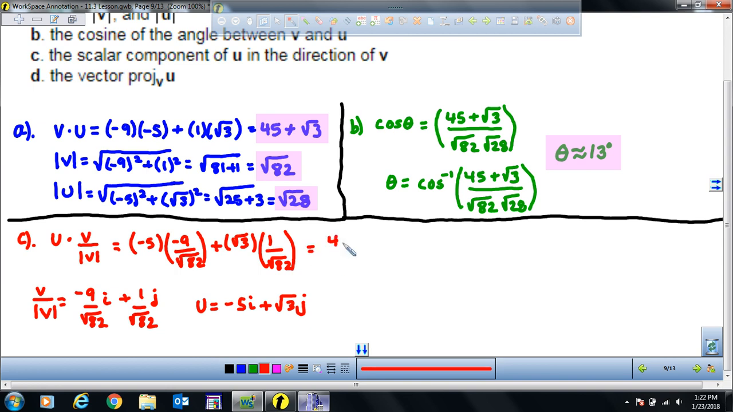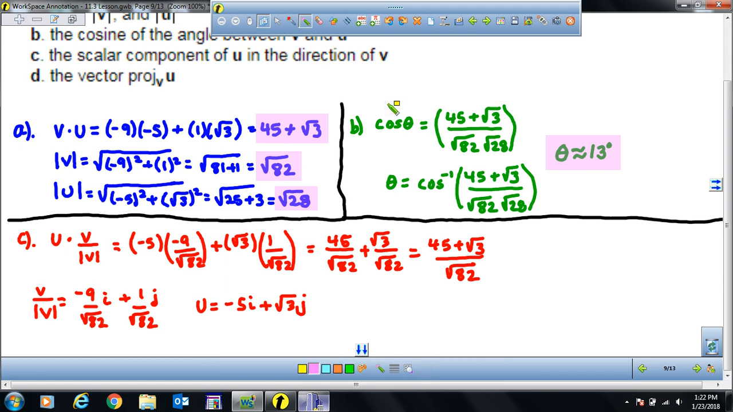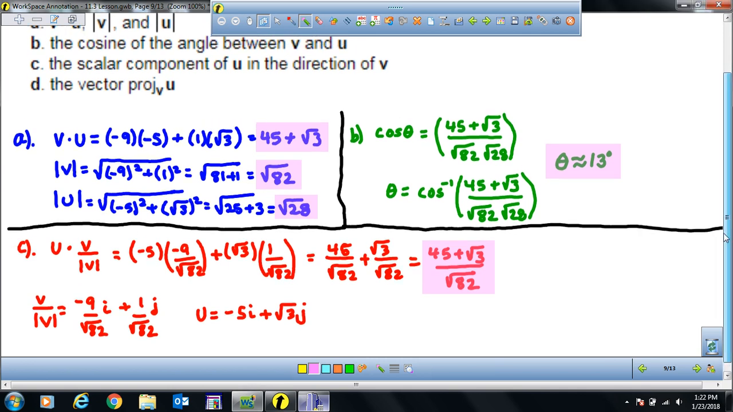Simplified, this is going to be 45 divided by the square root of 82 plus square root of 3 divided by the square root of 82, and that is 45 plus the square root of 3, everything divided by the square root of 82. This is the scalar component, the dot product of u and the direction of v.